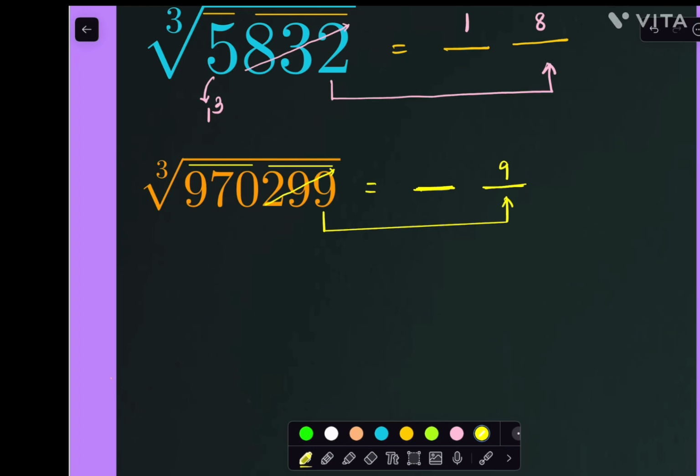Now tell me the number whose cube value is less than or equal to this number, right? So I can take 9 cube. 9 cube equals how much? 729. If I take 10 cube, we'll get 1000. It is more than 970, right? 10 cube we can't start with. It starts with 9. This result is 99, right?